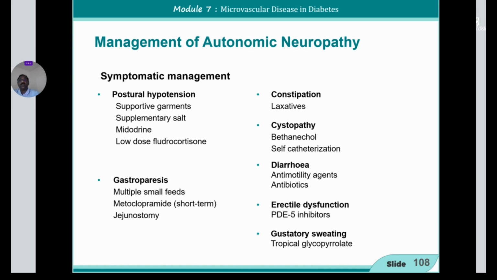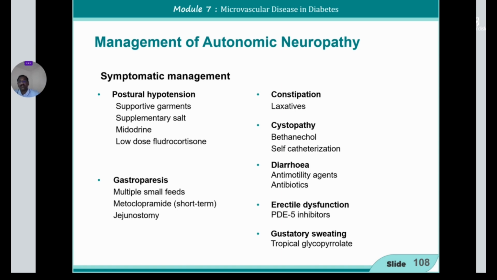Management of autonomic neuropathy is symptomatic. For postural hypotension: supportive garments and supplementary salt. Again, if the patient has high hypertension, we may not give supplementary salt. If the patient has CKD, salt restriction must be there. So these are applicable only to people who do not have severe hypertension or CKD. And then low-dose fludrocortisone. These are available for your postural hypotension treatment.